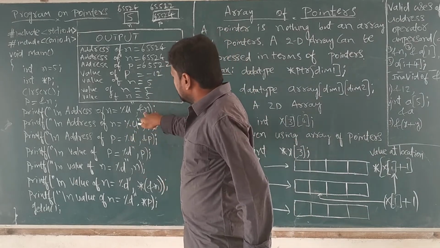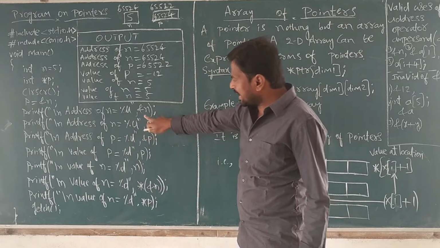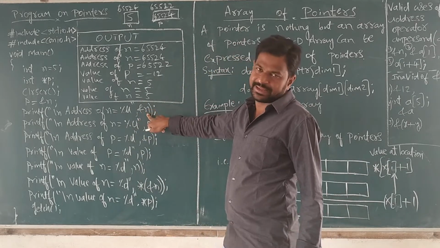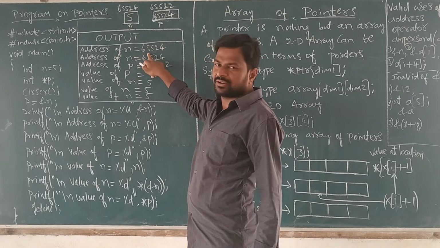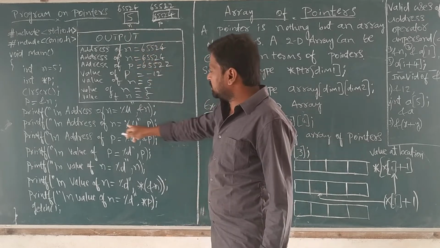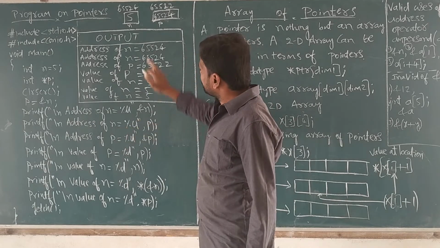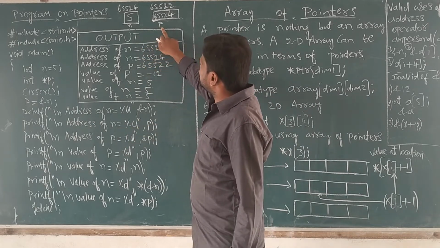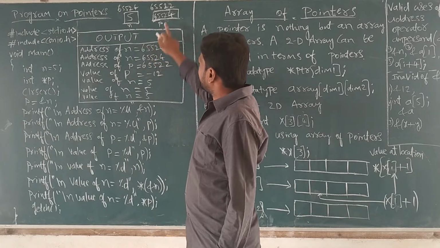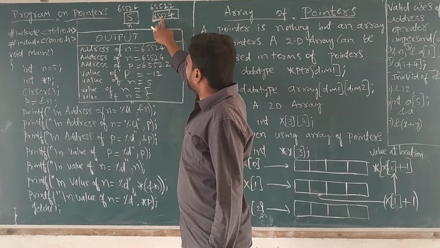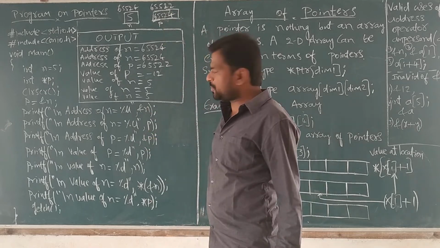Then address of n is equal to percent u. It means directly we are printing ampersand n, the address of n, that is 65524. Next is address of n through p. The p will also print the value which is stored in it, 65524. The exact value we are printing.